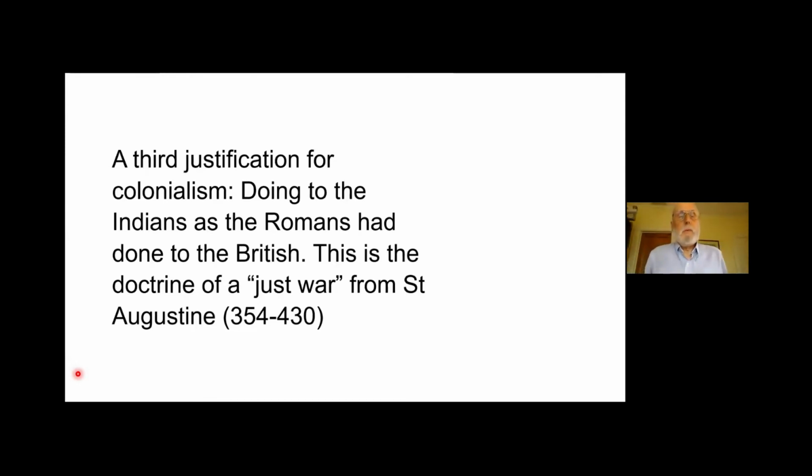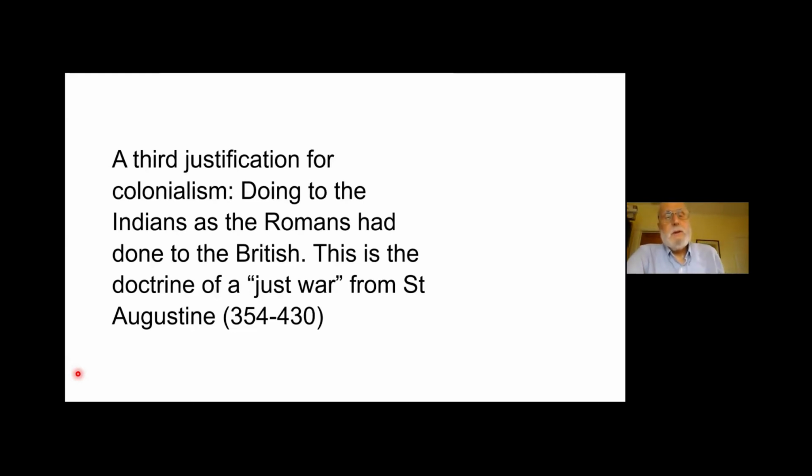The Romans had brought civilization to the British Isles as far as they were able to do it. They never really got to Ireland or far into Scotland, but they did bring civilization to England, was the idea. And the English had benefited. They'd been a more or less civilized country ever since.